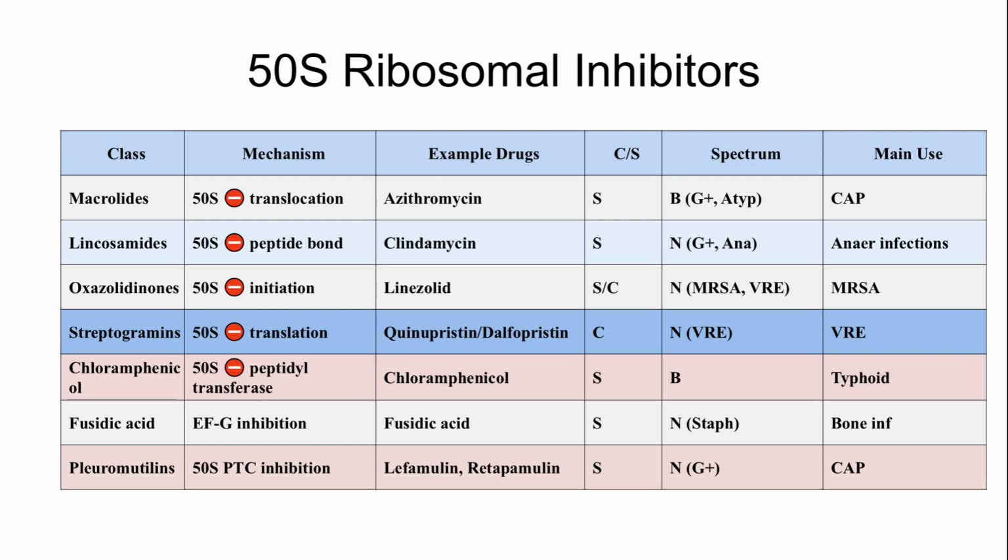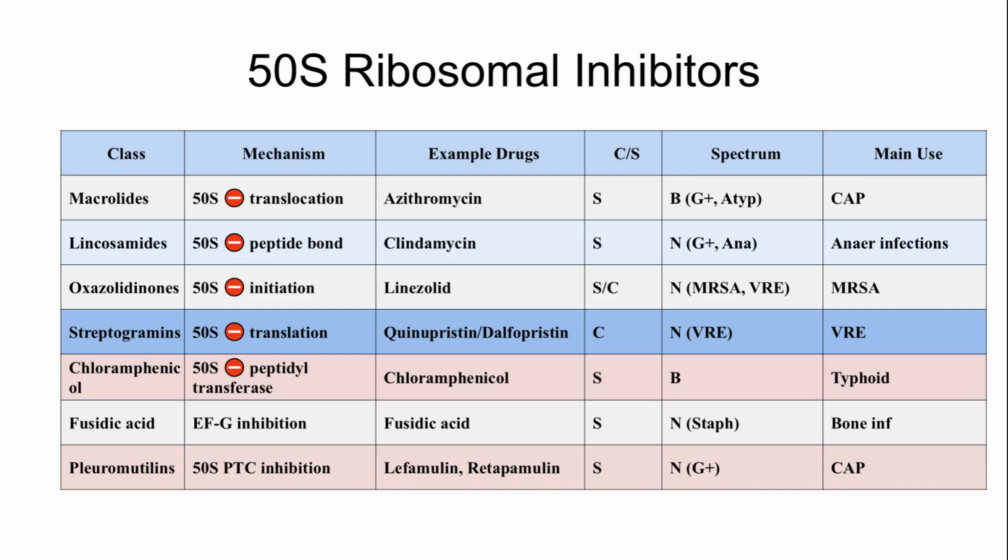First, think about elongation and movement of the ribosome. This is where macrolides like azithromycin act. They block translocation, meaning the ribosome cannot move forward on mRNA. So the protein chain cannot grow further. Clinically, these are used in respiratory infections, CAP, and cover gram-positive and atypical organisms.